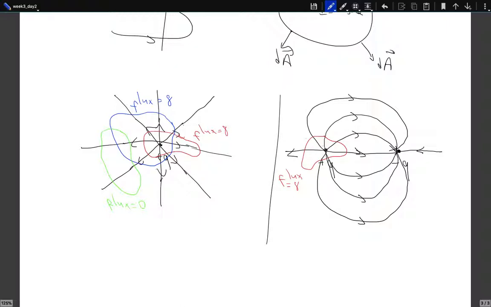So any charges outside didn't change the flux passing through it. It just bent the electric field line, so it bent its direction, but the number of field lines is still the same.